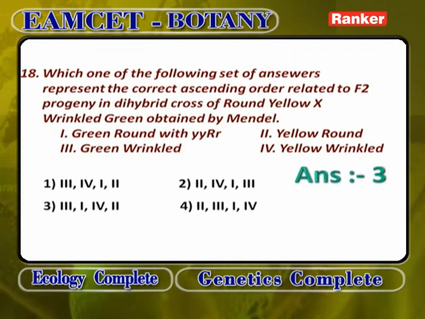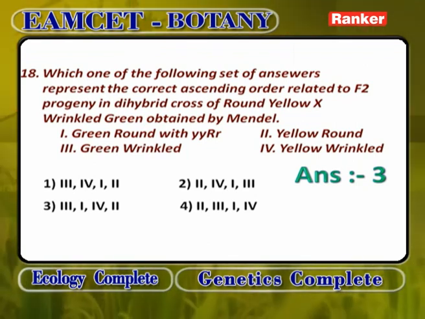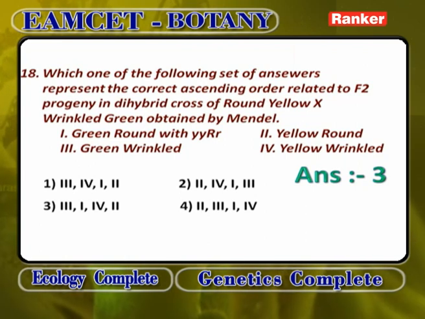Which one of the following set of answers represent the correct ascending order related to F2 progeny in a dihybrid cross of round yellow and wrinkled green obtained by Mendel? Green wrinkled, only 1. Green round with YYRR is less. Yellow wrinkled is less. Yellow round is more. So answer is 3, 1, 4, 2.